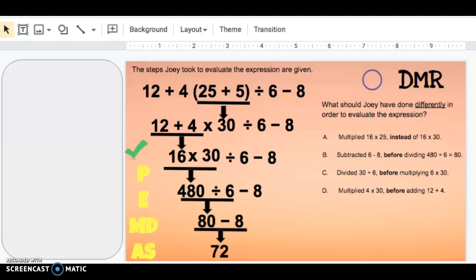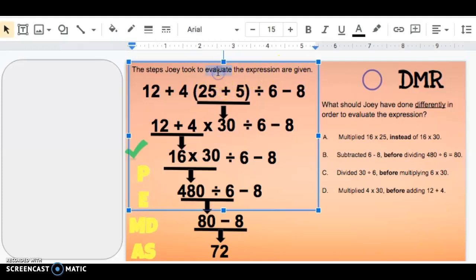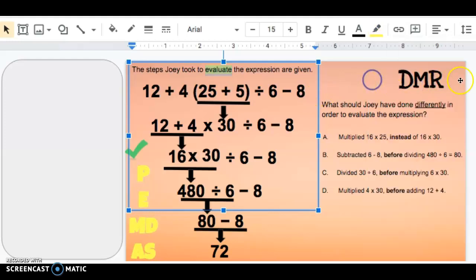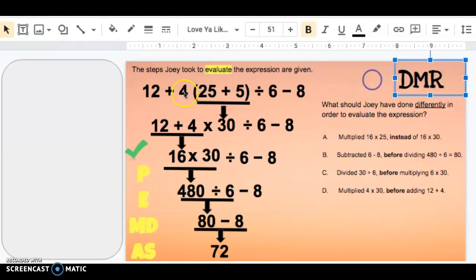All right, so the problem says the steps Joey took to evaluate the expression are given. So our vocabulary word is evaluate, and we know that means to solve or to find. So Joey took steps to solve this problem: 12 plus 4, parentheses 25 plus 5, close parentheses, divided by 6 minus 8.